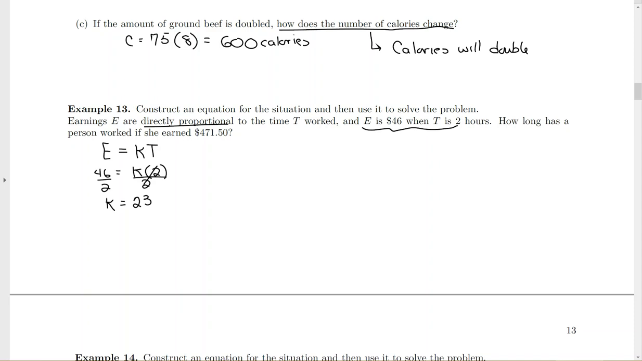All right, so you're going to take your 23 back up here to find the equation. E equals 23t. Use that equation to solve the problem. So the question is really, how long has a person worked? So we're looking for t if she earned $471.50. So the E is what I'm plugging in this time, 471.50 equals 23 times t. Divide both sides by 23. And it should come up to 20.5. And then the time, remember, was in hours. So that's what our unit label will be.